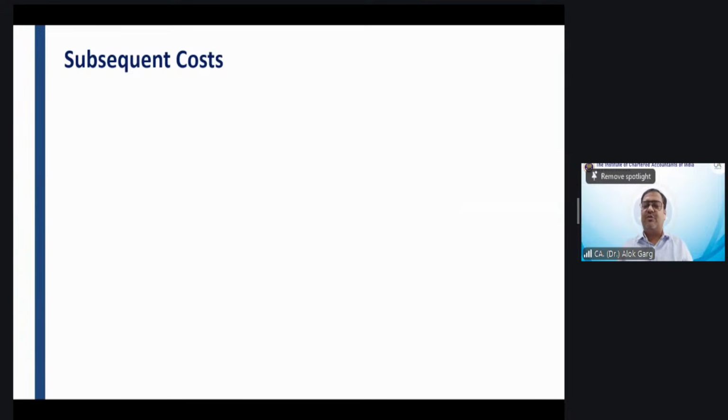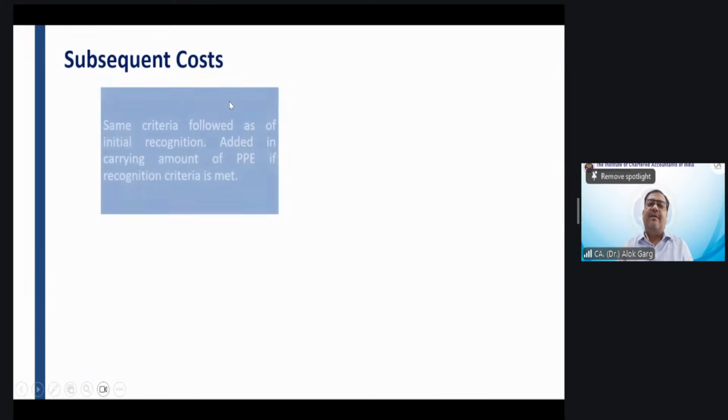So initial cost is quite clear. Whatever you are spending initially has to be measured as PPE if both conditions are satisfied. What are both the conditions? Number one, future economic benefit should be probable. Number two, cost can be measured reliably. Now, what about subsequent costs?